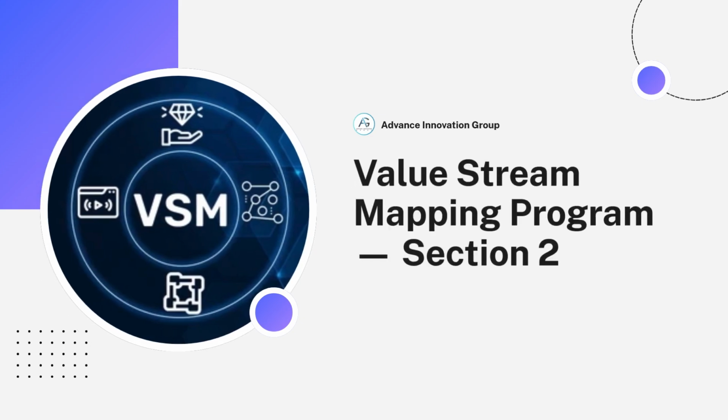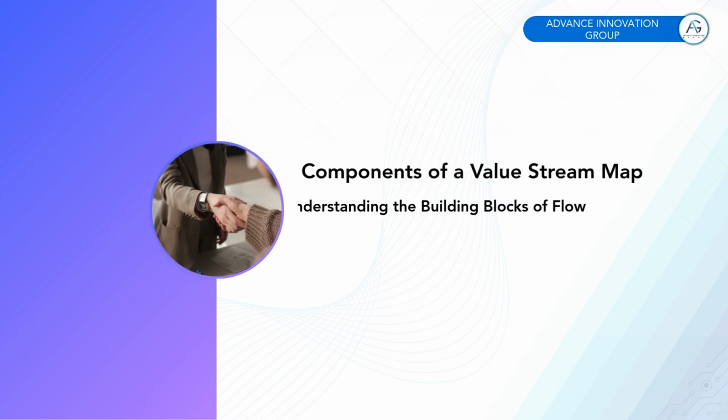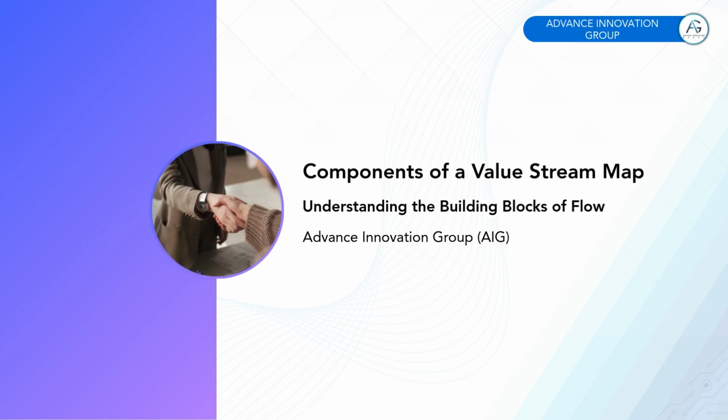Welcome to Section 2 of the Value Stream Mapping Program by Advance Innovation Group. In this section, we'll explore the components of a value stream map, the key building blocks that help us visualize how value flows through a process. We'll understand elements like process boxes, material flow, information flow, and timelines, which together make VSM a powerful tool for identifying inefficiencies and improving performance.